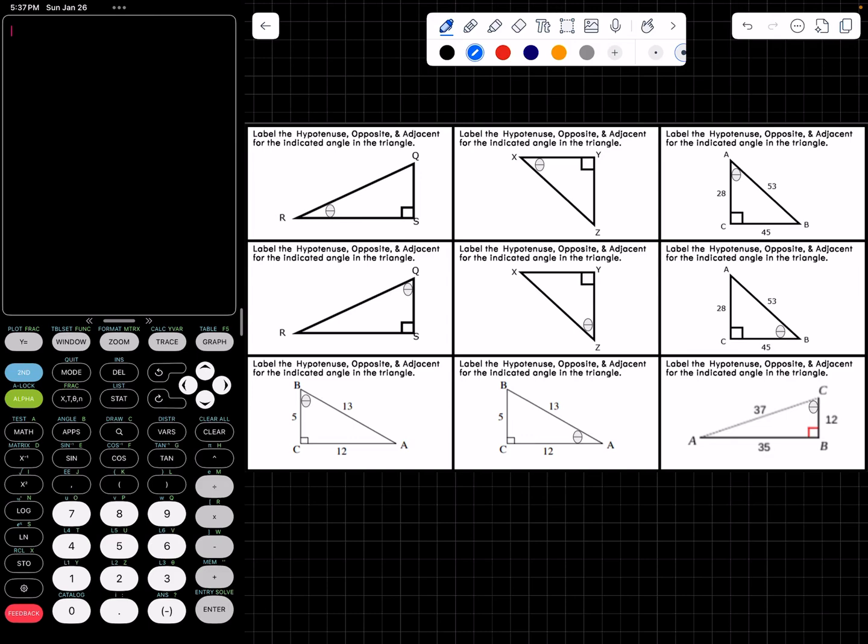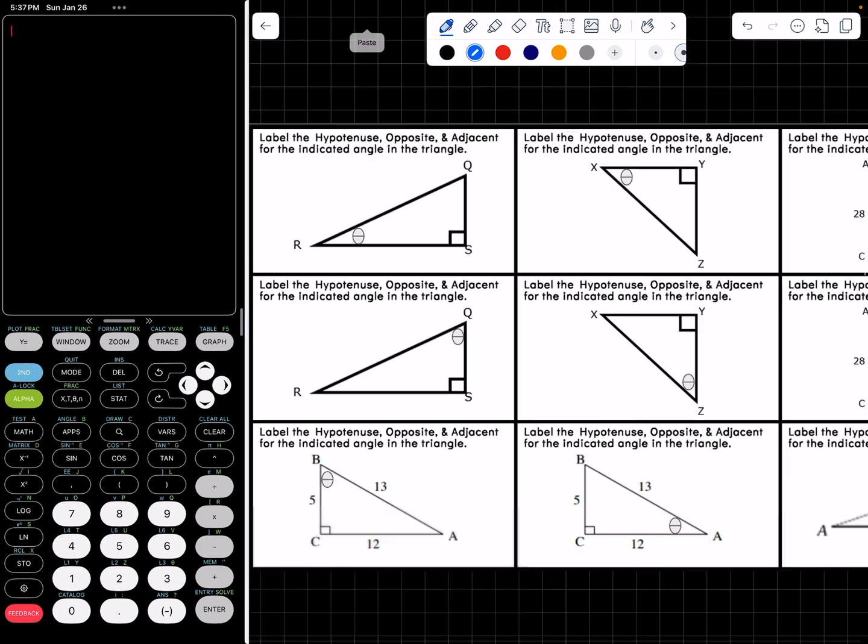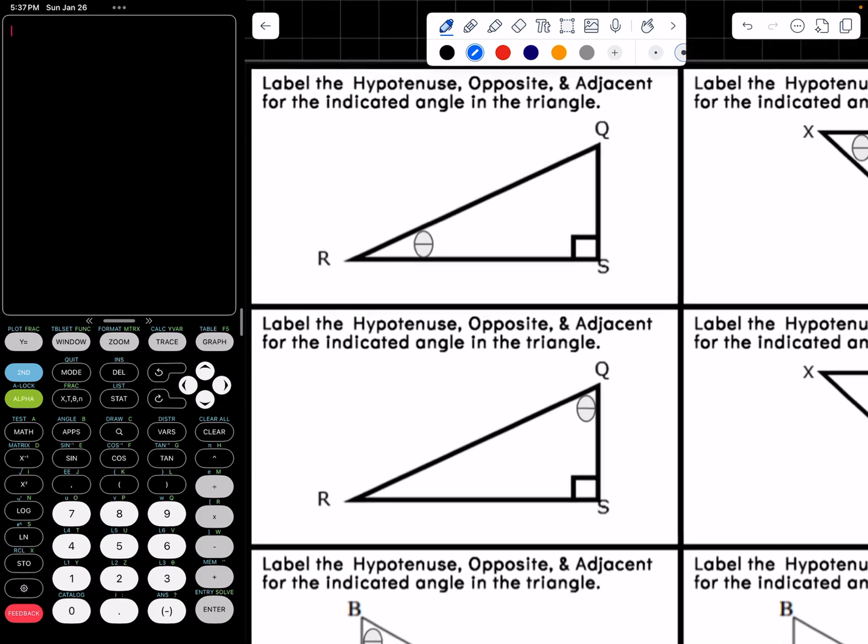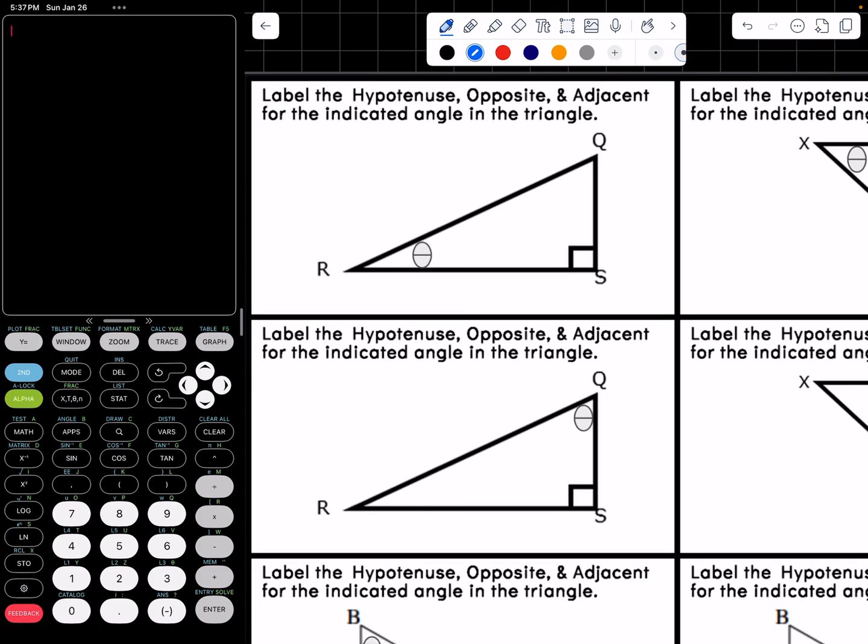Got a chance to get some really good practice labeling. Again, we have to get labeling down if we're going to have success with these trig questions. So let's start over here on the left-hand side. We've got actually the same triangle, but we're going to show that it changes a little bit depending upon where that angle is. So the hypotenuse doesn't change.